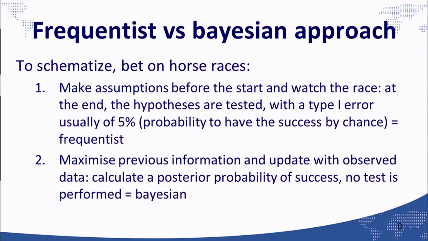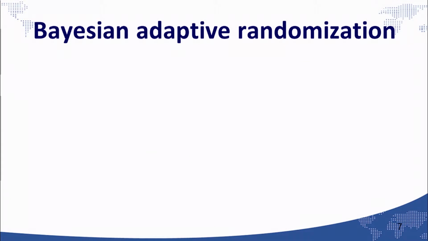Or you have a previous information. You can maximize it and update with observed data. Then you calculate a posterior probability of success. No test is performed, and this is a Bayesian approach. And if you pull them together, the Bayesian approach and the adaptive randomization, then you get the Bayesian adaptive randomization.